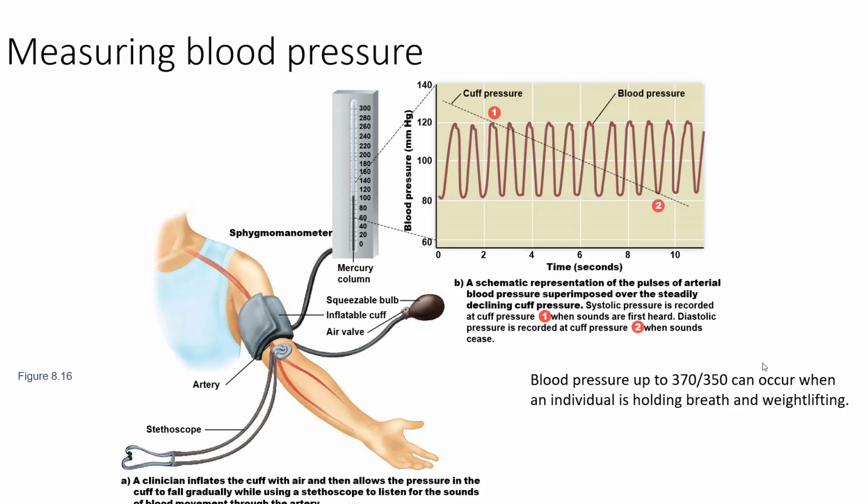So the difference between systole and diastole is basically measured here in the cuff and in the stethoscope that you're hearing it with. And someone asked me, what's the highest blood pressure ever recorded? And that was 370 over 350.